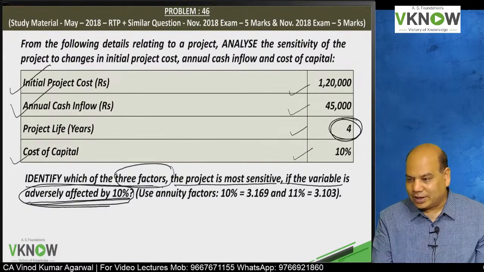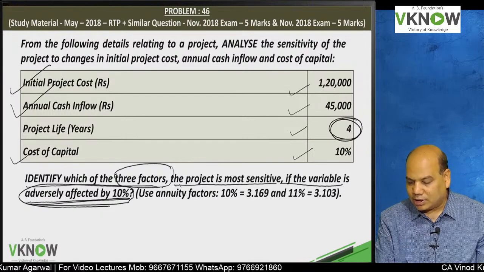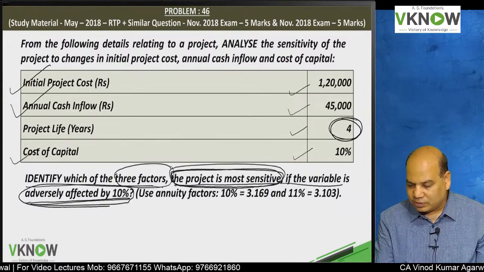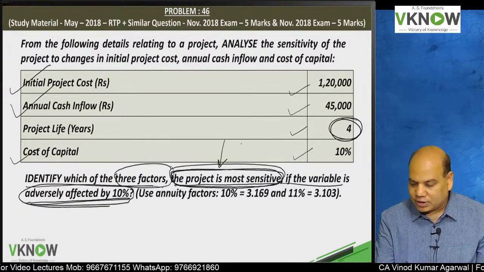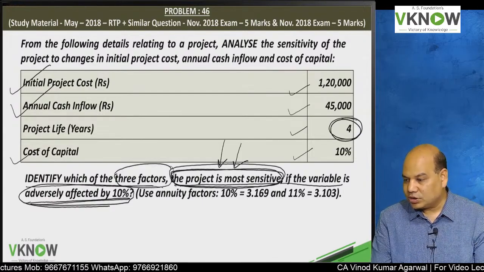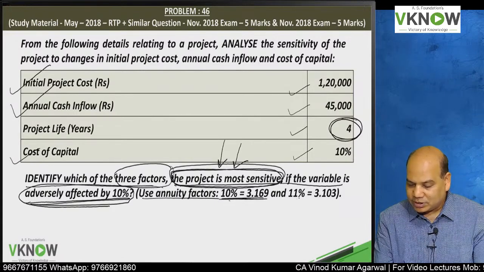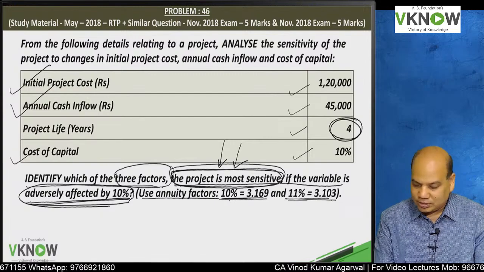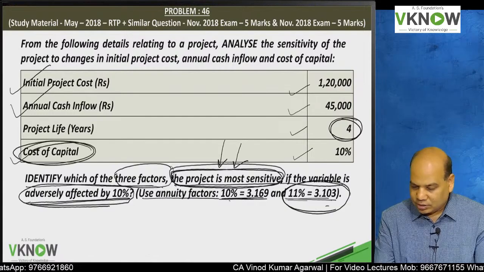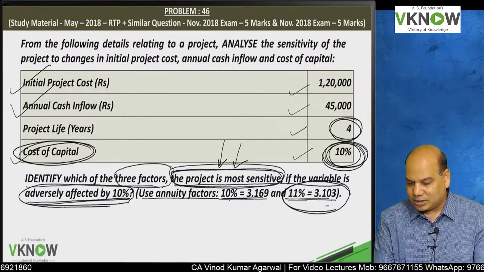Other 3 variables we will check. If they change by 10%, like the previous question, how much will the NPV change? What is the percentage change in NPV? And the project is most sensitive to which variable? To help you, they have given you annuity factor at 10% and annuity factor at 11%. This annuity factor at 11% will be required if you want to increase the cost of capital by 10%.